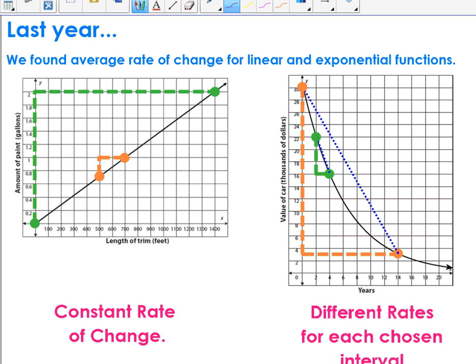We have quadratics, we have linears, we have tables, we have graphs. Okay, this isn't on your notes, but last year you found the average rate of change for linears and exponentials because that's what you worked on, and these are the two that you looked at. Well, if you have a line, you have a constant rate of change.